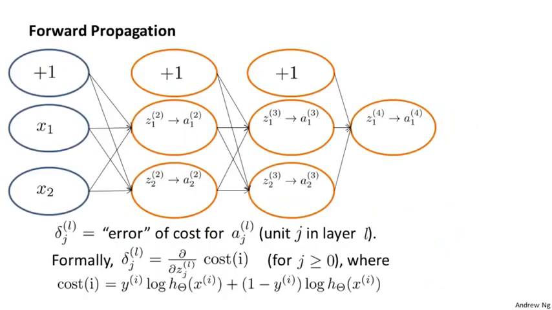Now let's look at what backpropagation is doing. One useful intuition is that backpropagation is computing these delta superscript l subscript j terms, and we can think of these as the quote-unquote error of the activation value that we got for unit j in layer l. More formally, and this is maybe only for those of you that are familiar with calculus, the delta terms are the partial derivative of the cost function with respect to z^(l)_j, that is, with respect to this weighted sum of inputs that we're computing, these z terms.